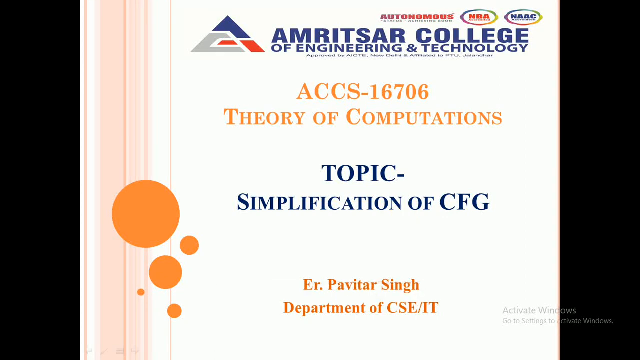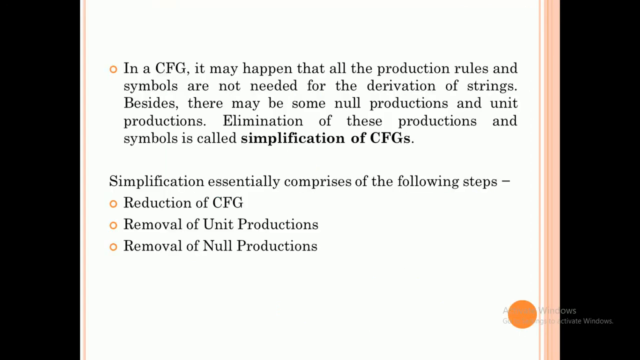Today we will learn a new topic, that is simplification of context-free grammar. In a CFG it may happen that all the production rules and symbols are not needed for the derivation of strings. Besides, there may be some null productions and unit productions. So elimination of these productions and symbols is called simplification of context-free grammar.